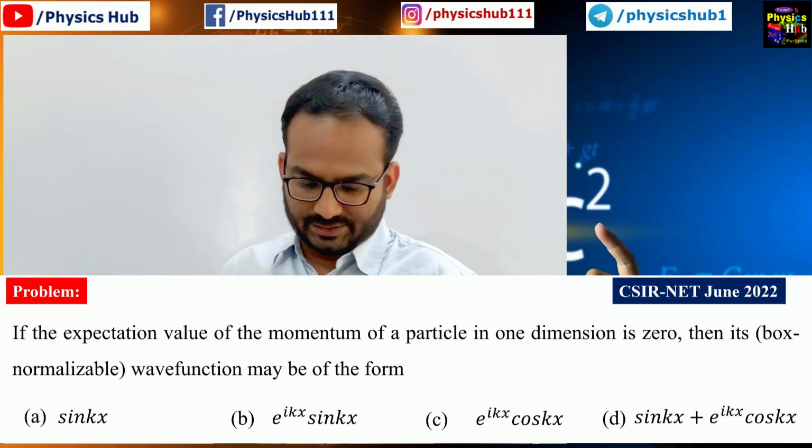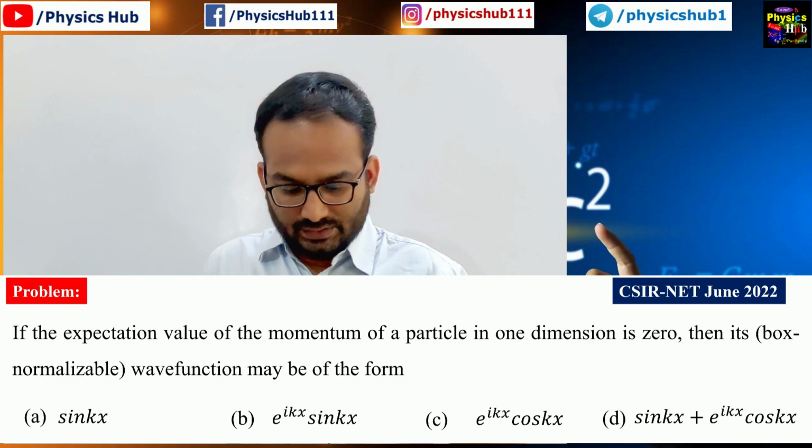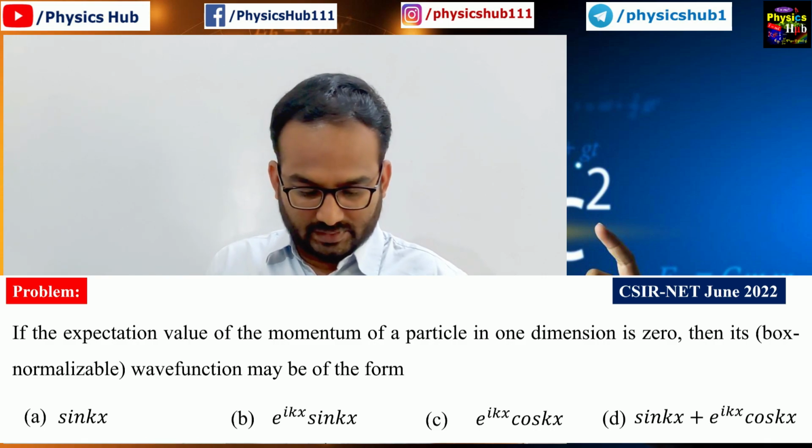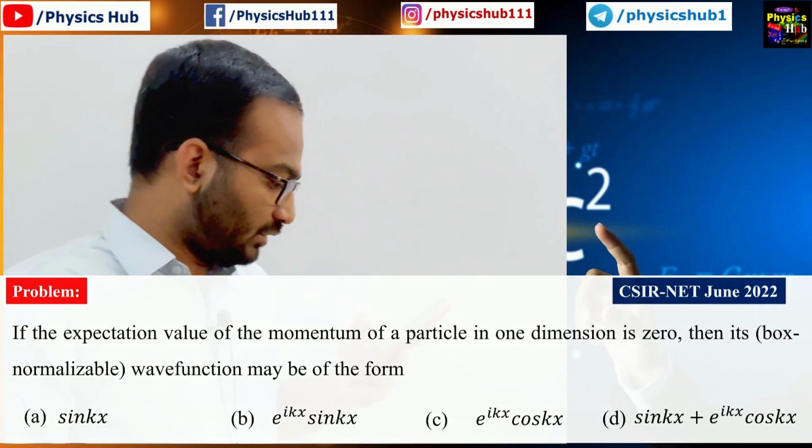If the expectation value of the momentum of a particle in one dimension is 0, then its box normalization wave function may be of the form. So you are given 4 options.